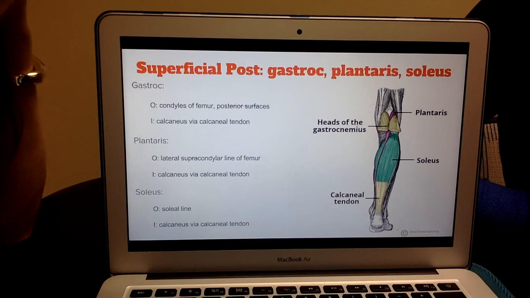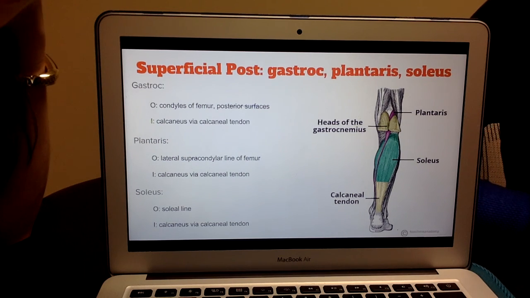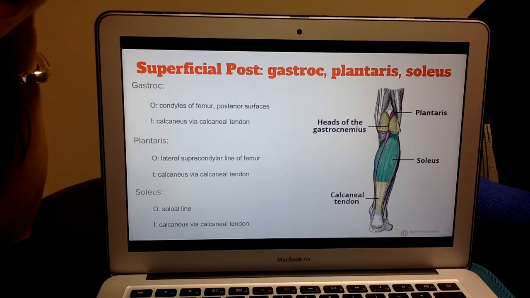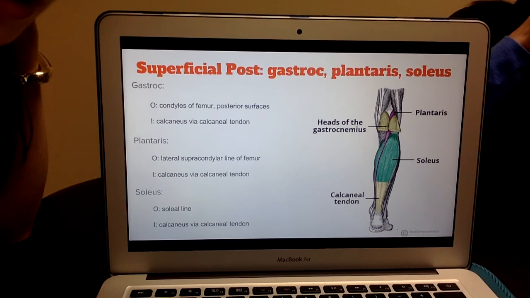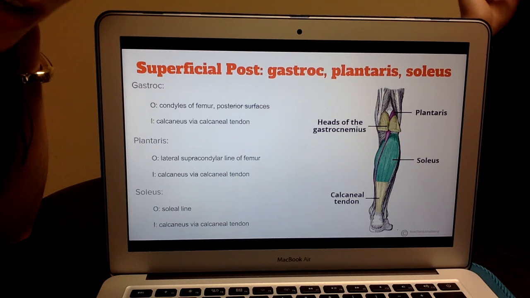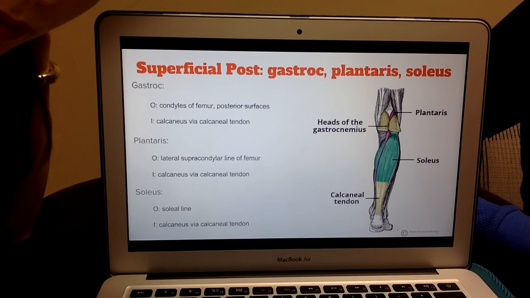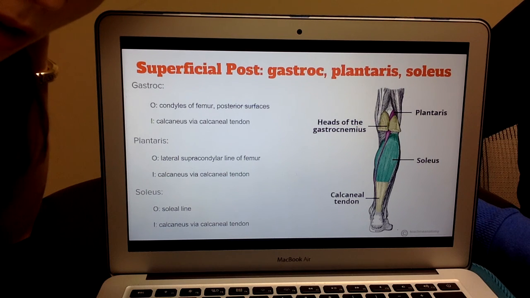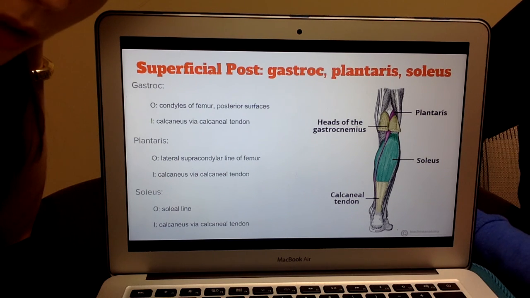So the superficial posterior, those are the gastroc. It originates on the condyles of the femur and the posterior surfaces of it. It inserts on the calcaneus via the calcaneal tendon, or the Achilles tendon. That was the easiest one to find. Next was plantaris. It originates on the lateral supracondylar line of the femur and inserts on the calcaneus via the calcaneal tendon or the Achilles tendon. And then soleus originates on the soleal line and inserts on the calcaneus via the calcaneal or Achilles tendon as well. You can see the picture of it and determine which ones are which by the color on the image.